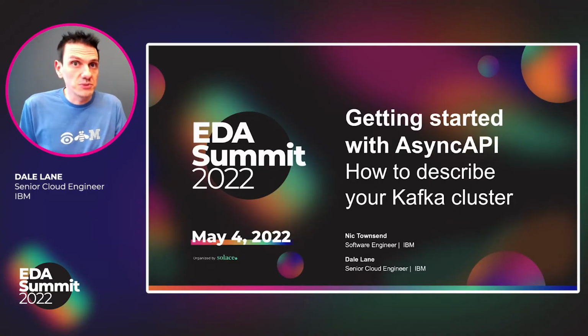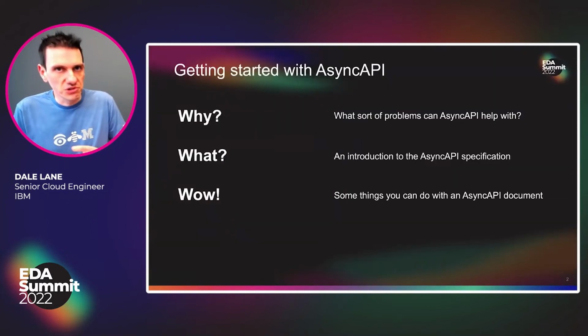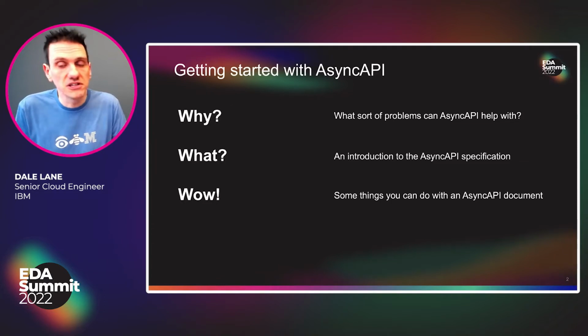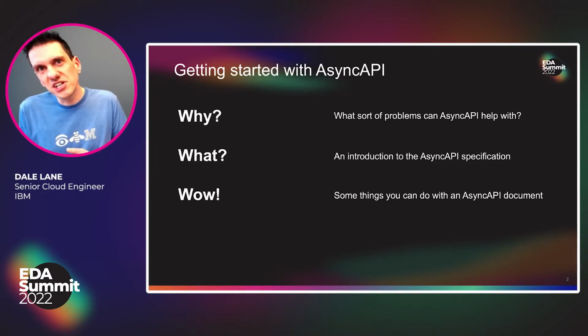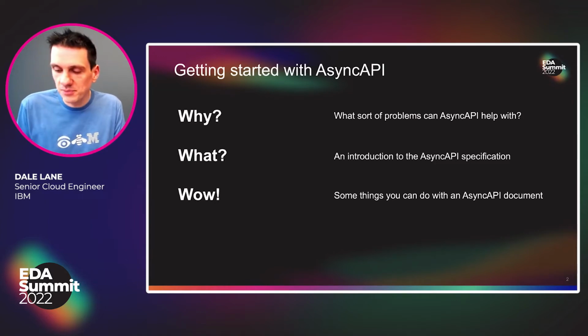So there's a few things we want to go through today. Firstly, we're going to start by telling a bit of a story. We want to set the scene. We want to explain what sort of problem AsyncAPI is here to solve, some of the problems it can help with. Then Nick's going to go through the spec in a bit of detail, take you through what the spec looks like and how you can write your own document. And then finally, we'll finish up with a few demos. We'll show you what kinds of tools you can use that understand the spec and some of the things you can use an AsyncAPI document for. So that's the plan. Let's get started.